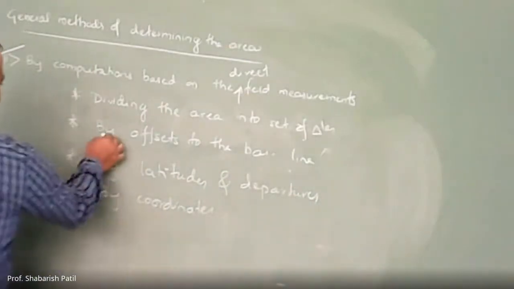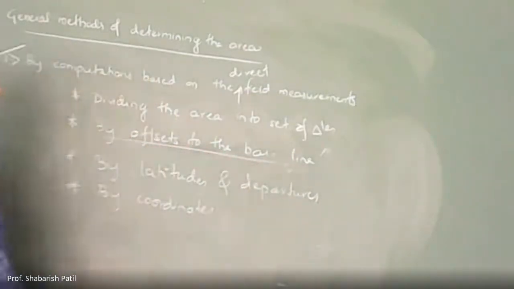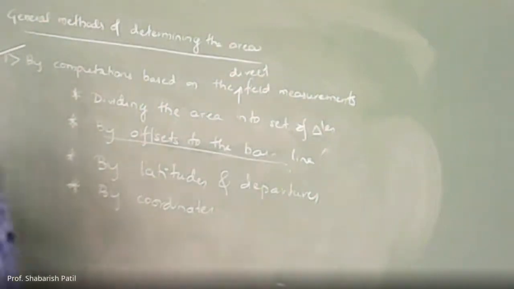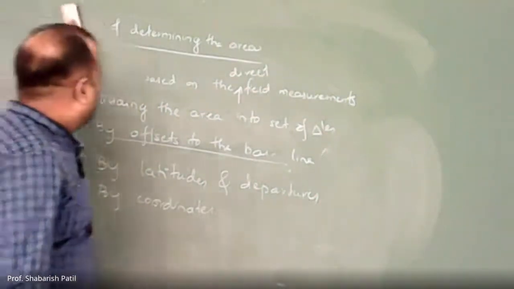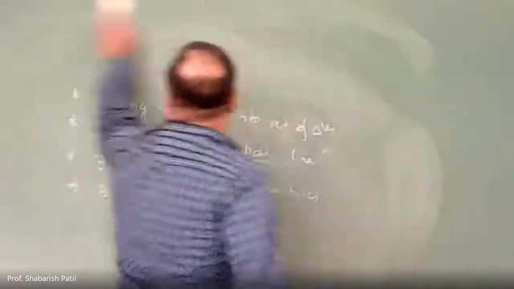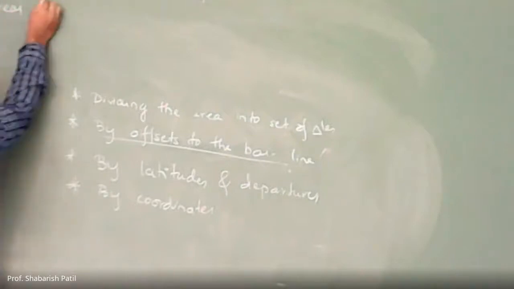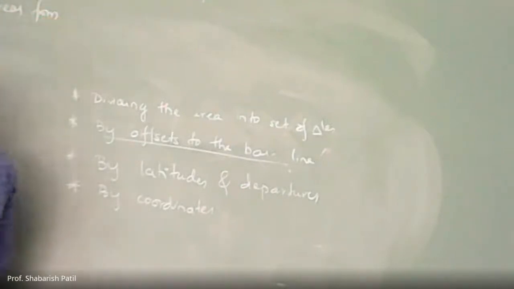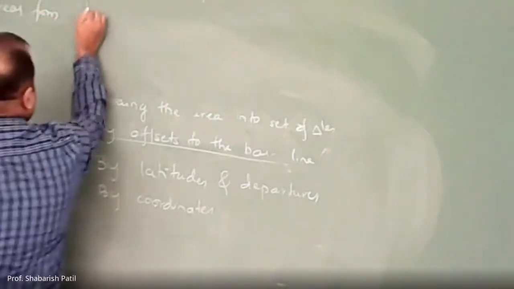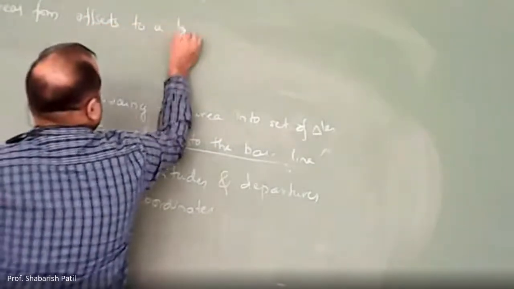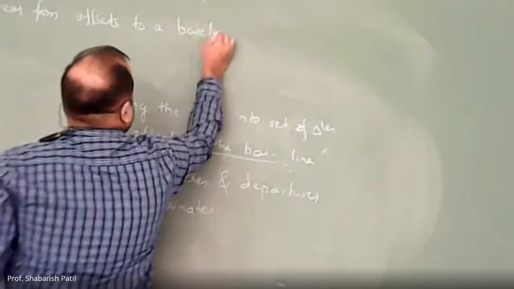Now we'll go with the method by offsets to the baseline. Take the heading as: Areas from offsets to a baseline.